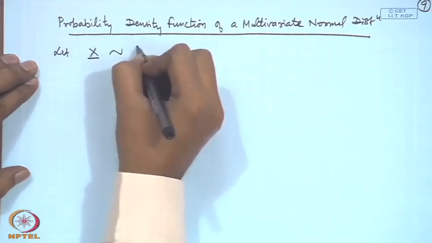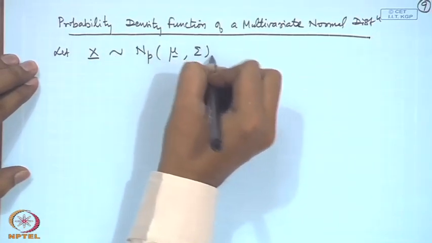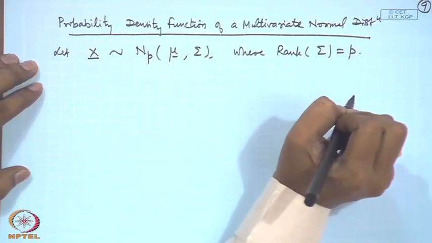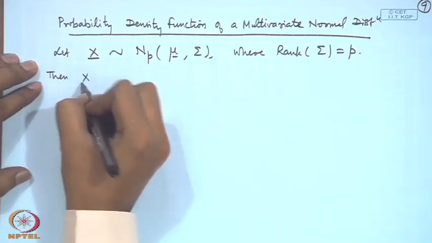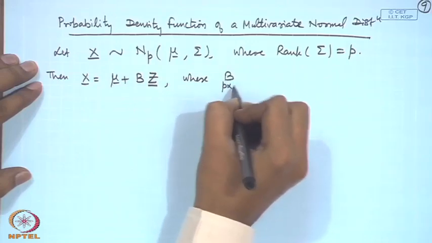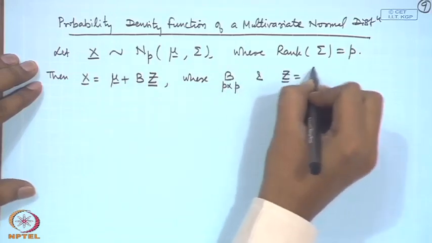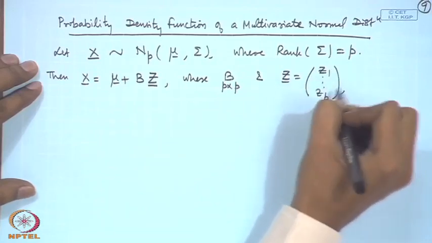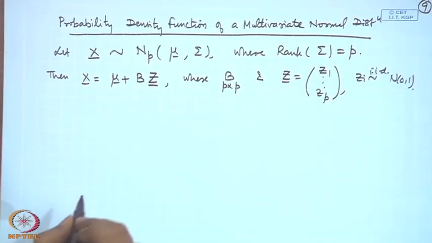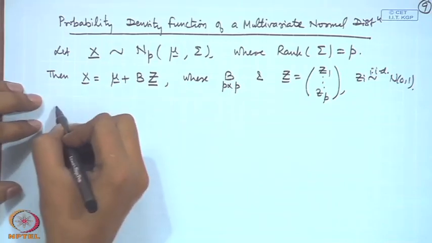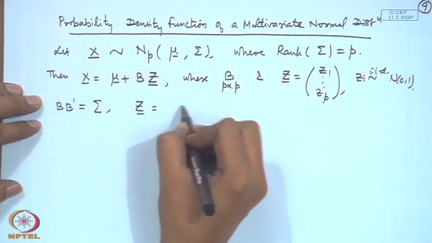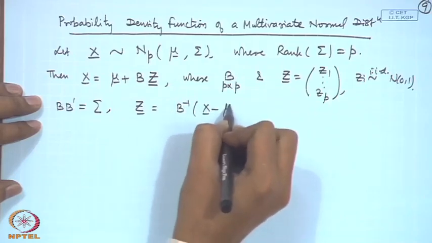So, let us consider X following N_p(mu, sigma), and I consider full rank: rank of sigma is equal to p. If rank of sigma is equal to p, then we can write X = mu + B Z, where B is p by p and Z is a vector of independent, iid normal(0, 1) variables. Also B B prime is equal to sigma, and Z is equal to B inverse (X minus mu).